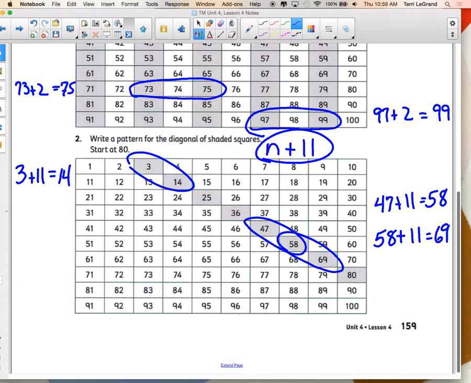Are they prime numbers? 3 is a prime number, isn't it? What does a prime number mean again? The only numbers that go into a prime number are itself and 1. So is 3 prime? Is there anything else that goes into 3 besides itself and 1? No, so then it's prime. How about 14? Is there anything else that goes into 14 besides itself and 1? Yeah, so it's not prime, is it? So that's not the pattern. They are not all prime numbers.